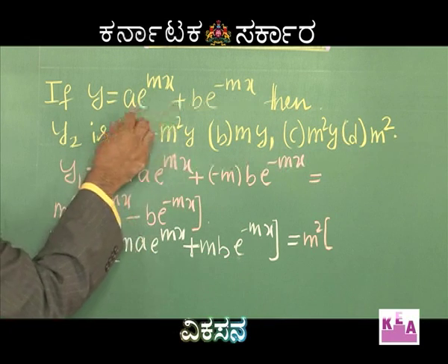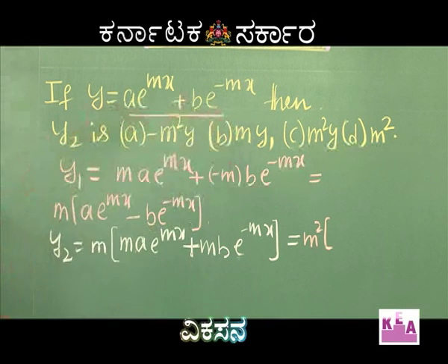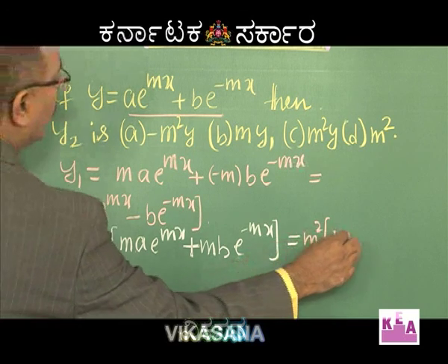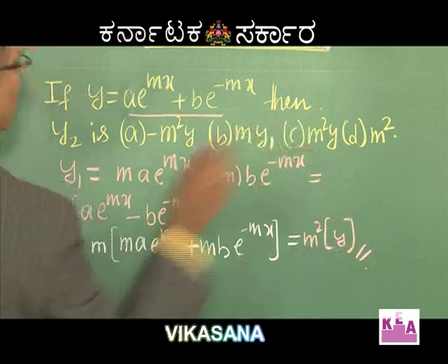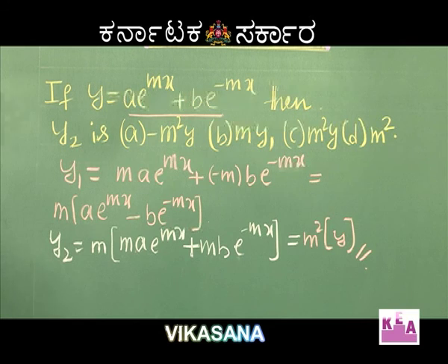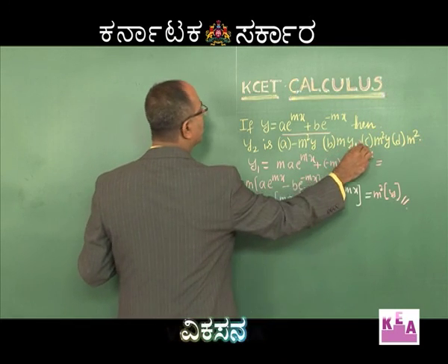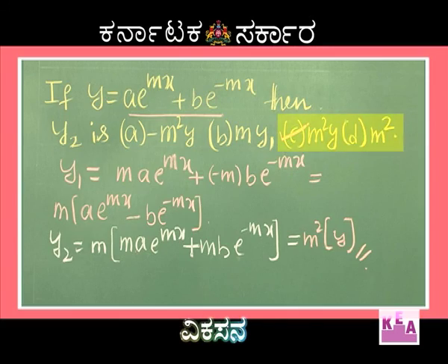What is A e power mx plus B e power minus mx? That is equal to y. So that is equal to m square into y. M square into y, that means to say option C is correct. I hope, dear students, you are following this.